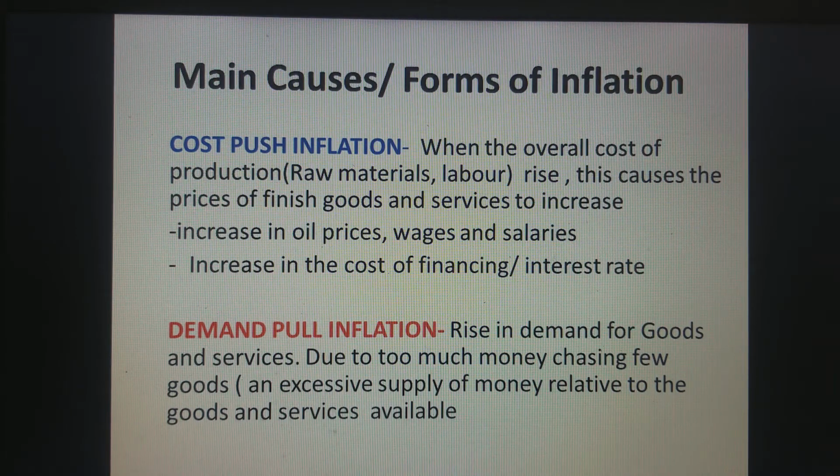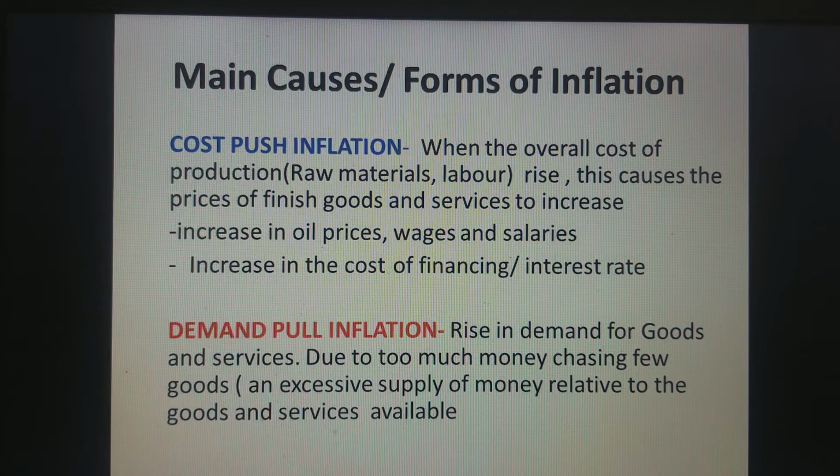When the supply rises, then the price falls. So that's a similar concept. Demand pull inflation is really where you have a lot of money and you have scarcity or limited goods and services. So it is a lot of money chasing few goods, so the prices of the goods and services will go up.